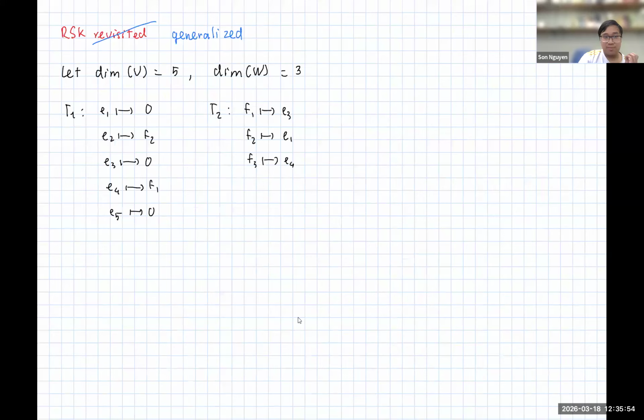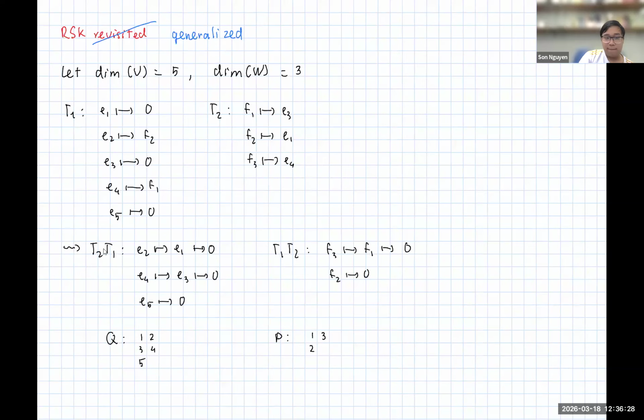So let me do an example. Now I want my V to have dimension 5 and W only have dimension 3. And I take T1 to be this. So I send E2 to F2, E4 to F1, everything else to 0. And I try to find the most generic T2 going back. I would get something like this. So I would send F1 to E3, F2 to E1, and so on. This would need some computation to convince you why this is generic, but just trust me. But the point is, I can do the same thing. I can take this composition, then I would send E2 to F2 and then F2 to E1.